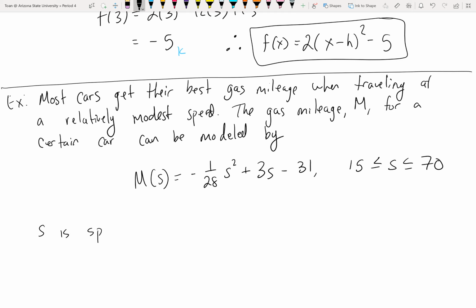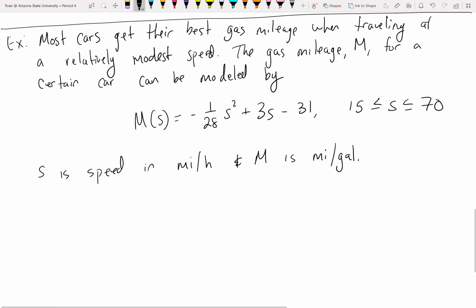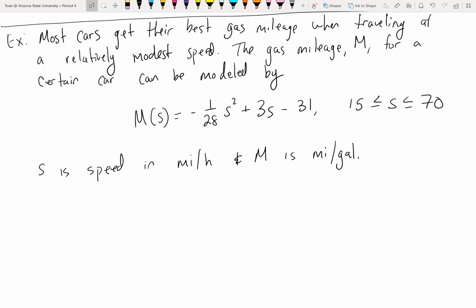S is speed in miles per hour, and capital M is the gas mileage in miles per gallon. This is all info. They haven't asked you a question yet. Here's the question: at what speed do you get the best gas mileage?